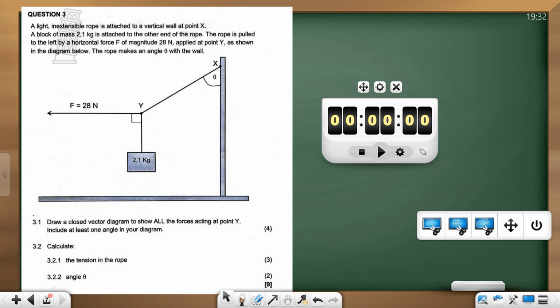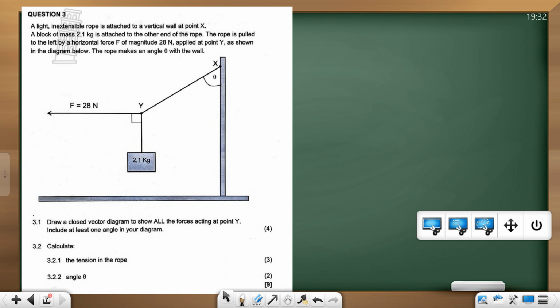Right, let us mark quickly again. Time is up. A light inextensible rope is attached to a vertical wall at point X. A block of mass 2,1 is attached to the other end of the rope. The rope is pulled out to the left. A horizontal force of magnitude 28 is applied at point Y as shown in the diagram. The rope makes an angle of theta with the wall. Draw a closed vector diagram. A closed vector diagram means you must draw it as a triangle to show all the forces acting.